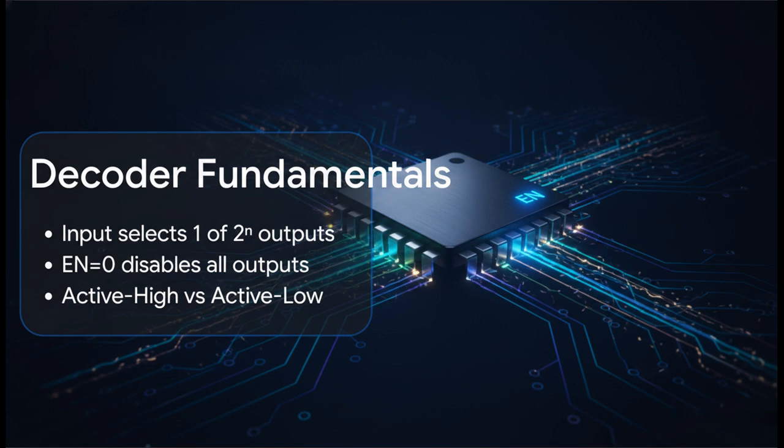This is a game changer for VLSI design because it allows engineers to cascade multiple decoders together or select specific chips without waking up the whole neighborhood. And depending on the system, these outputs can be active high, meaning the selected line flips to a 1, or active low, where it flips to a 0, which happens to be extremely common in memory chip select circuits.